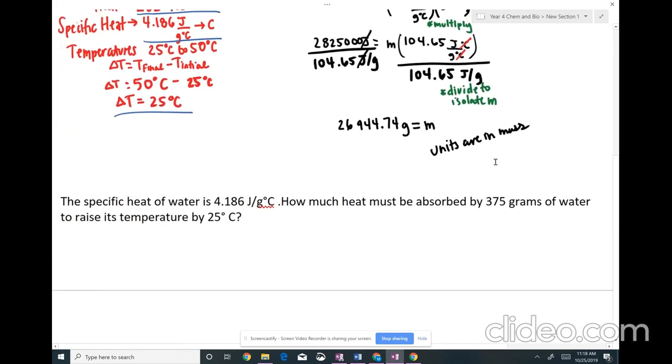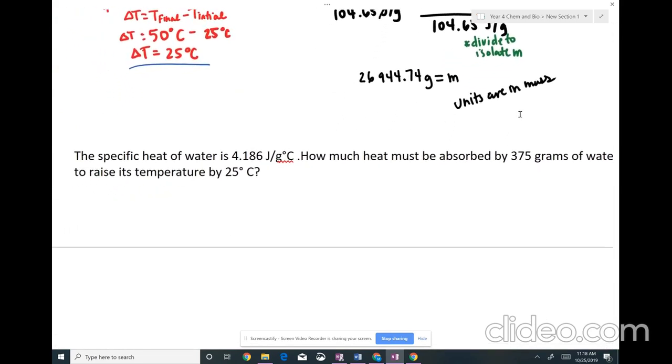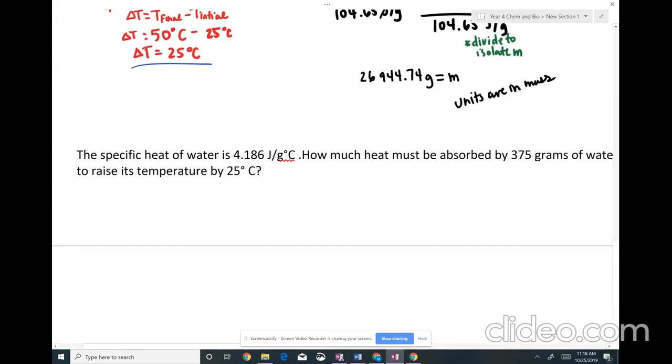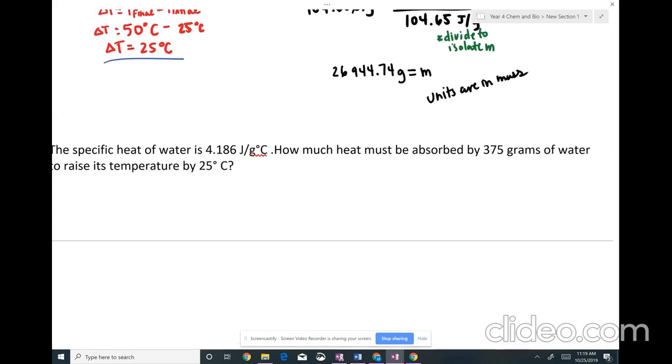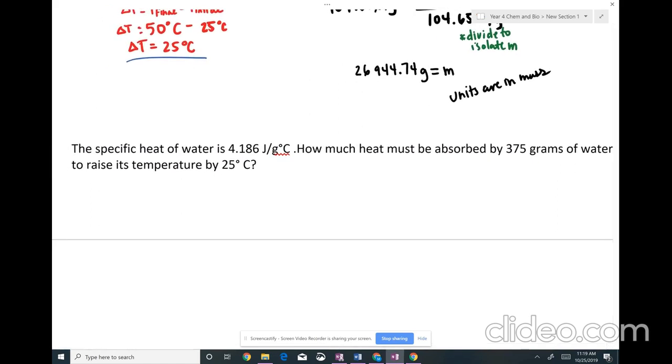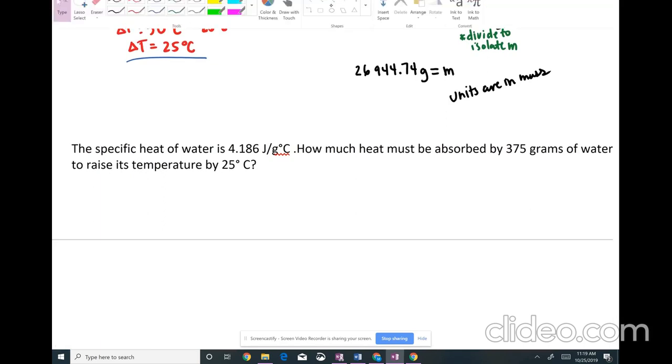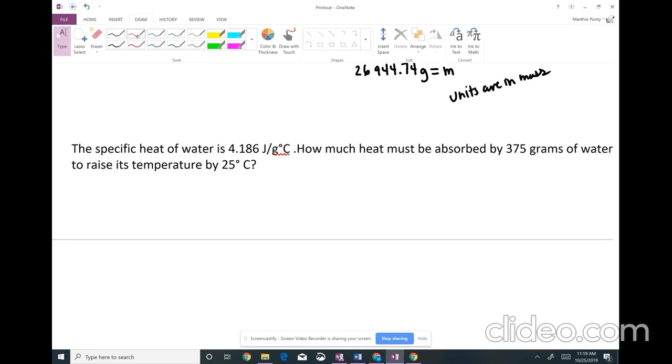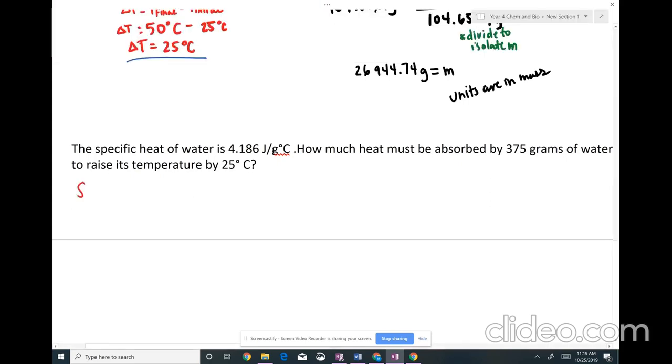Hi, so we're going to finish off our last problem. The specific heat of water is 4.186 joules per gram degree Celsius. How much heat must be absorbed by 375 grams of water to raise the temperature by 25 degrees Celsius? We're going to do the same thing. We're going to do our step 1, which is our question. So step 1, what are we solving for?